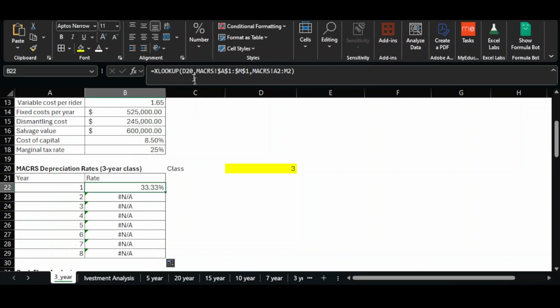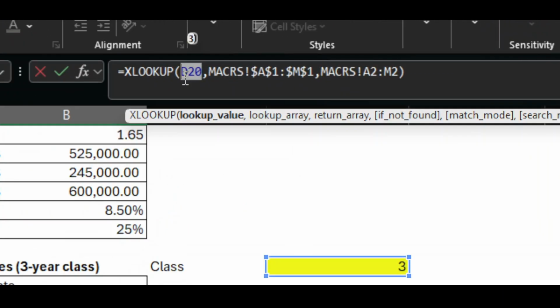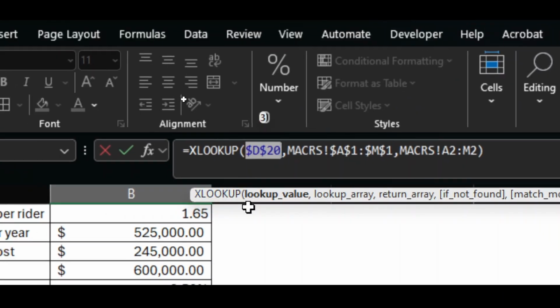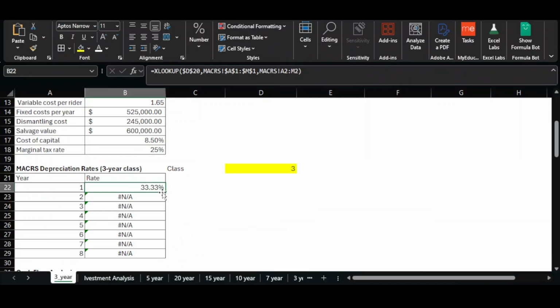Oh, the D20, by the way, should also be absolute. See, it has to be locked in there. So what you need to do is put $ signs as well in that location or address. So I'm gonna hit return or enter. Now if I fill it down, there should no longer be errors.